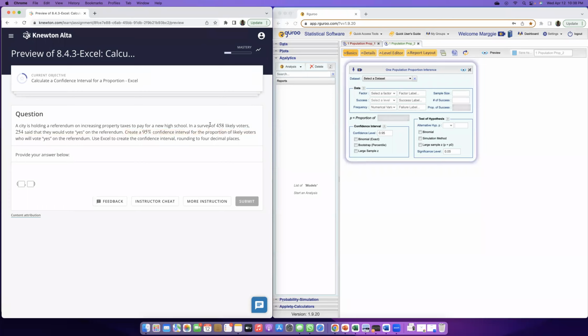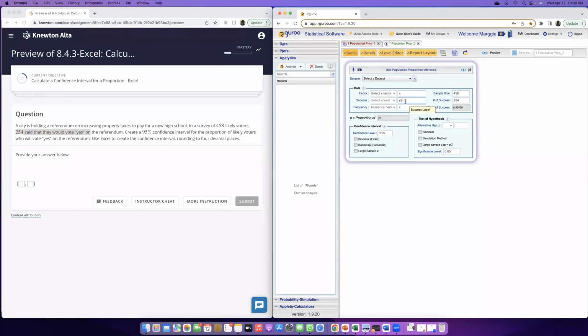So then again, we surveyed 458 people. So that is our sample size. From those, 254 say yes. So 254 is the number of successes that we had. So 254 divided by 458 is going to be 0.55458. We are going to label this.